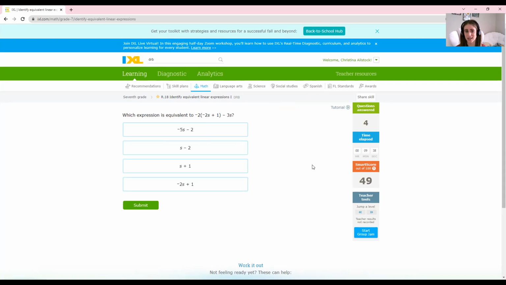This is a good one. Not only do we have some extra steps, we do have negatives. That right there is the one thing that I think will be trickiest, is making sure you're careful with your negatives and you don't accidentally mix them up, okay? Let's write our problem out. -2 times -2s plus 1 minus 3s.